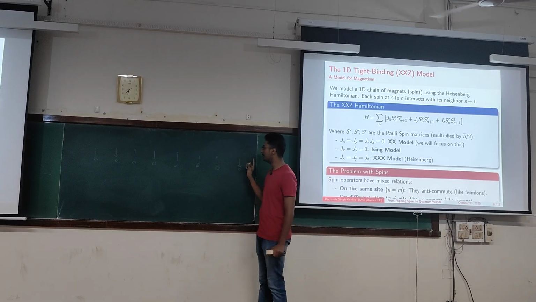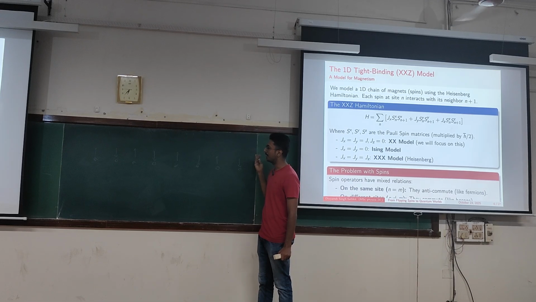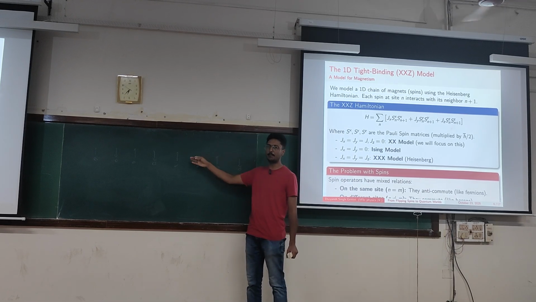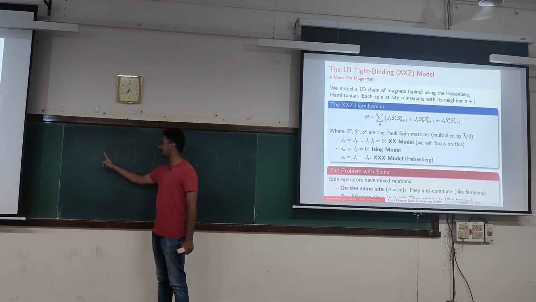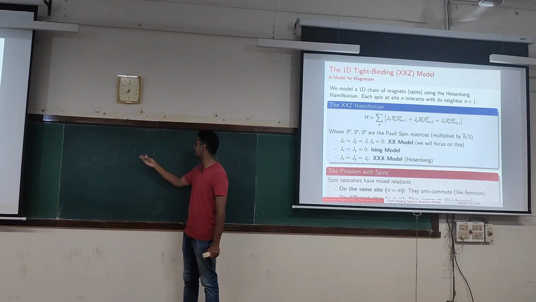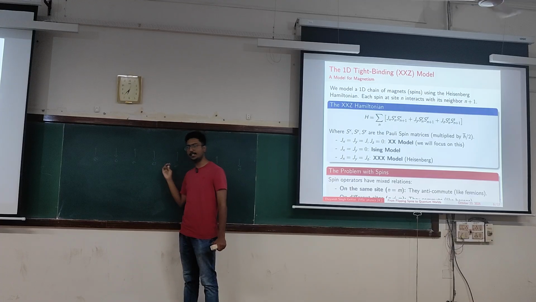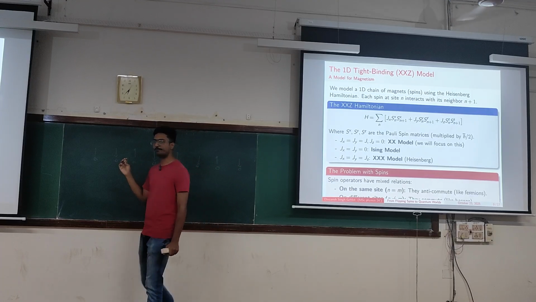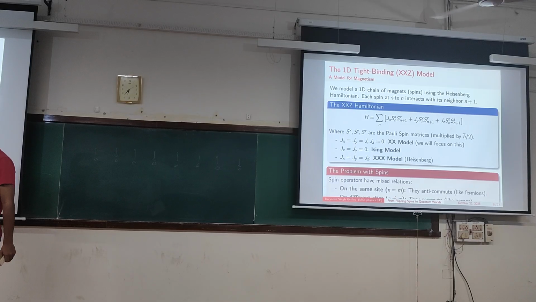Okay, so we want to write a mechanism to explain the interaction among the spins. Like this spin up and spin down will interact, and this spin up, spin down will interact, and so on and so forth. So to explain this interaction, we introduce something called the tight binding model. So what is this term?